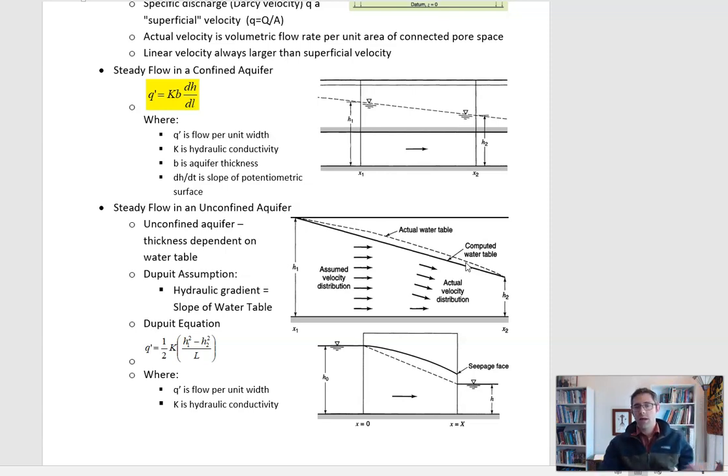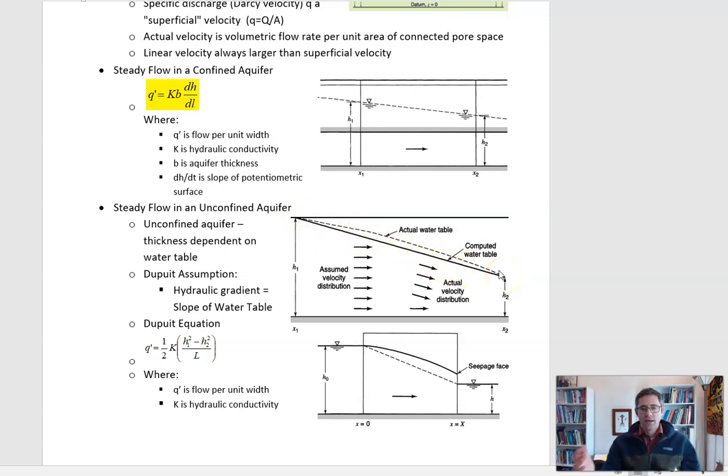But in this case, we're making the assumption that even though the depth is changing as we move in the direction of flow, we're going to say that the hydraulic gradient, the slope of the energy grade line, is the actual water table slope. And so in reality, what happens is we have a water table that might be a little bit curved like this. The Dupuit assumption results in us computing a water table line that's actually straight across.